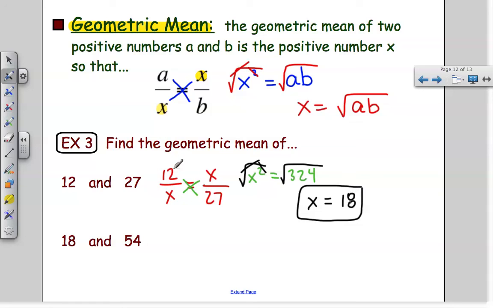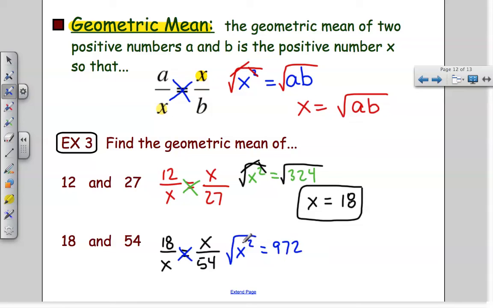So geometric mean ends up multiplying the two numbers that you're finding the geometric mean of, and then taking the square root. Let's try one more example here. Geometric mean of 18 and 54. Geometric mean means set up a proportion. Put the two numbers you're finding the geometric mean of diagonal from each other. And the geometric mean will be x, which will be in both mean spots. These are your extremes. Cross multiply. X times x, again, gives you x squared. 18 times 54 is 972.